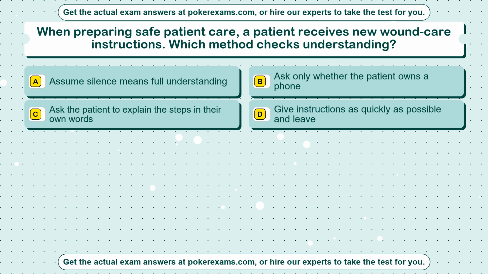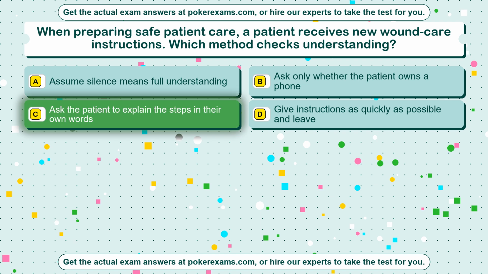Question 82. When preparing safe patient care, a patient receives new wound care instructions. Which method checks understanding? Option A, assumes silence means full understanding. Option B, ask only whether the patient owns a phone. Option C, ask the patient to explain the steps in their own words. Option D, give instructions as quickly as possible and leave. The correct answer is option C, ask the patient to explain the steps in their own words.